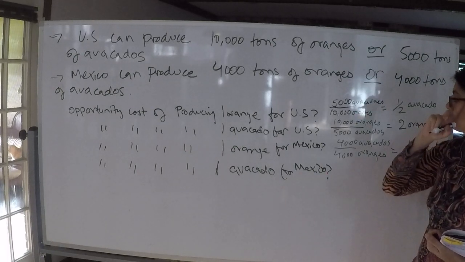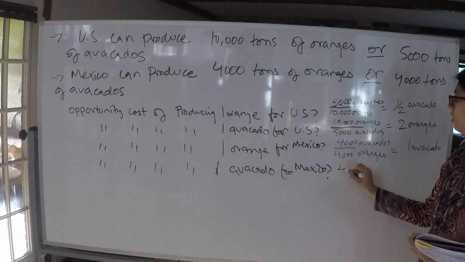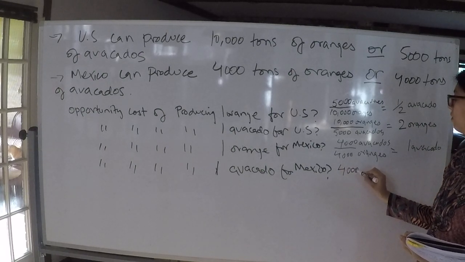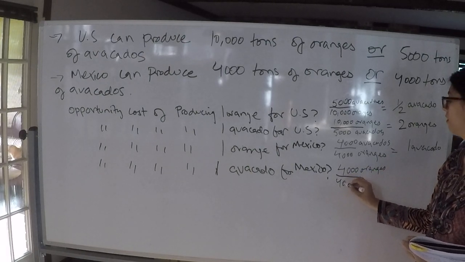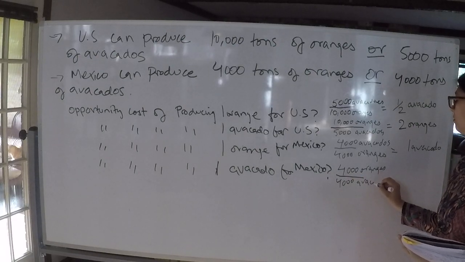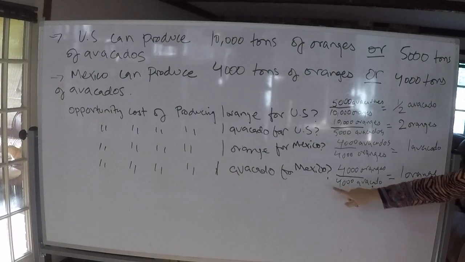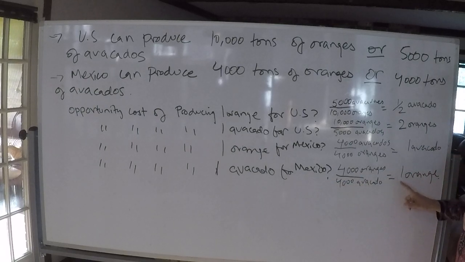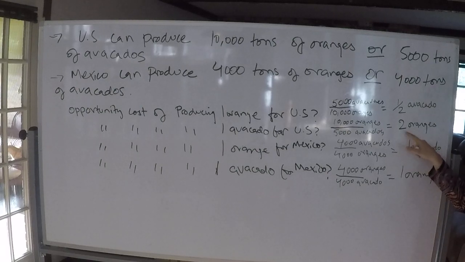What about the opportunity cost of producing 1 avocado for Mexico? Well, start with oranges, 4,000 oranges, divided by 4,000 avocados. It is going to be 1 orange. Notice that the second answer for the nation is always the reciprocal of the first. In this case, for US, the first was half an avocado and the second was 2 oranges. It's a reciprocal.